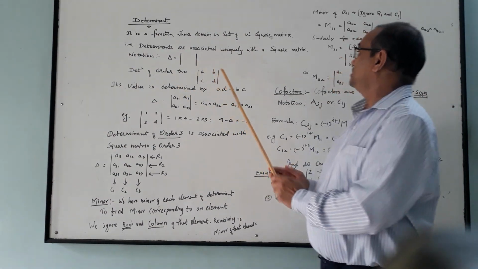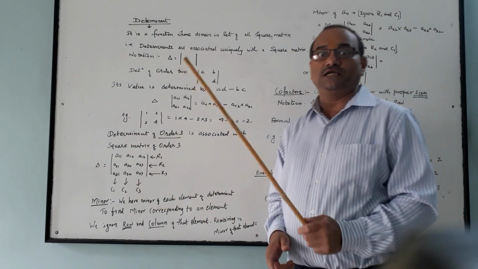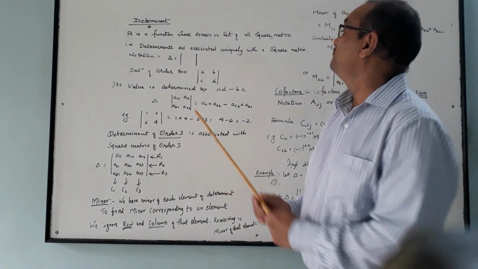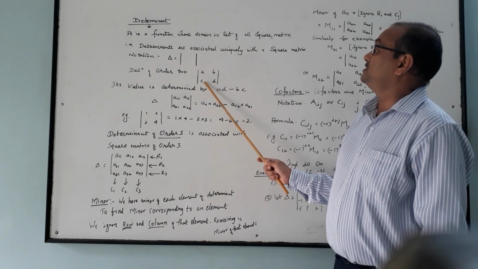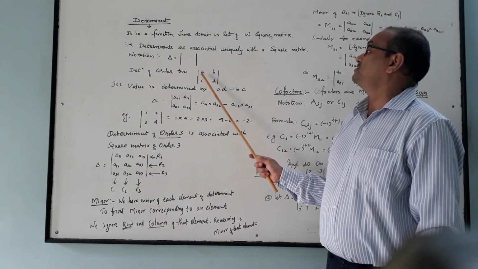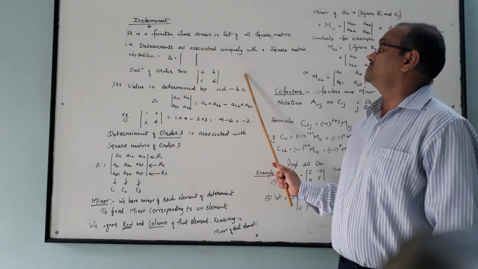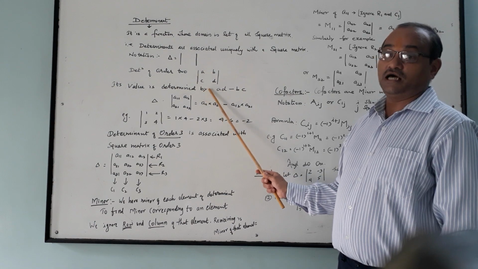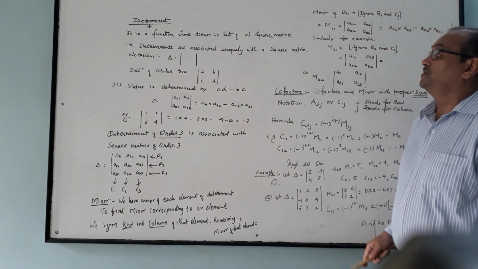We have a square matrix of order 2. Square matrix of order 2 means it has 2 rows and 2 columns. So a determinant of order 2 also will have 2 rows and 2 columns. The standard notation is like this: A, B forming the first row, C and D forming the second row; A and C are forming the first column, B and D are forming the second column.